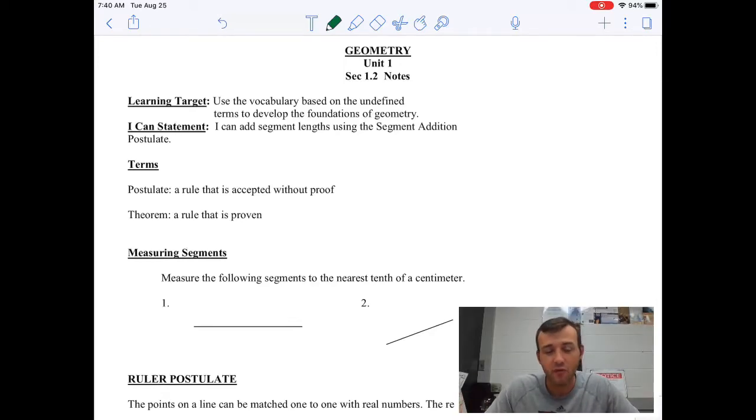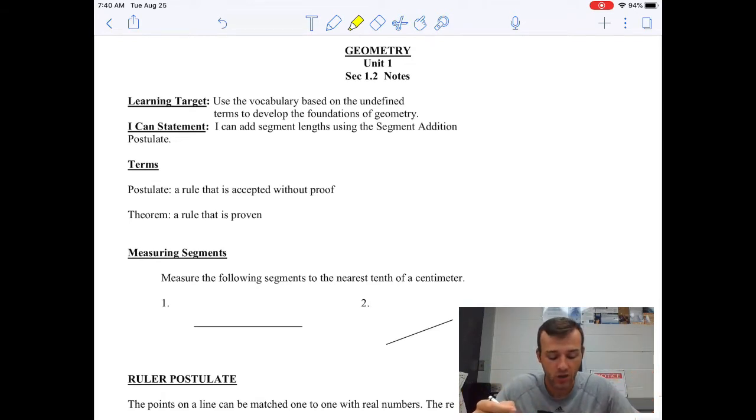I'm Mr. Keeney. If you're watching this, then we are about to go over our next section of notes with geometry. We just finished up our first section, which is a lot about vocabulary and our notation and how we can communicate certain terms. Today we're going to be building upon those components that we talked about last section, and now introducing maybe a little bit about distance, about values.